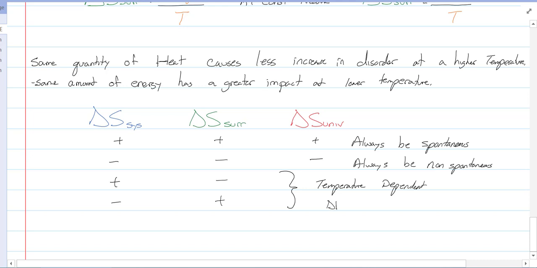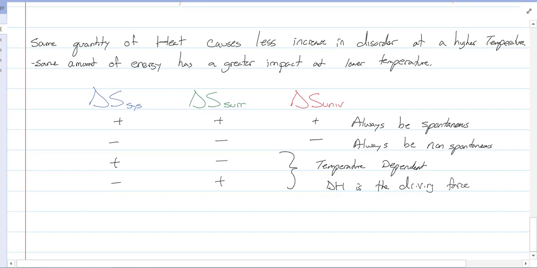And delta H is the driving force of the reaction. So that's kind of entropy. Entropy is this weird, kind of an abstract idea of disorder or randomness in a system. And the more disorder we have, the more randomness we have in the system, the universe likes it. Okay, and so it compels us to look at things a little bit differently than just the first law of thermodynamics.